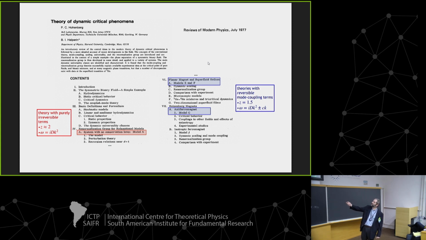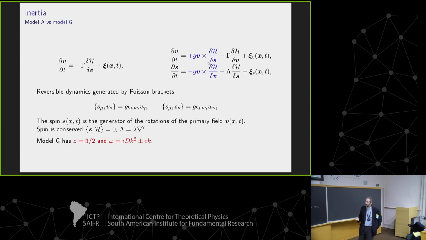Actually, not in the context of activity, but overdamped versus underdamped models was discussed quite widely in the 1970s. This is a very famous review by Halperin and Hohenberg, 1977, where they compare model A, which I always show you, with new models which have inertial behavior. And so the idea here is that we will start with model A, so we will add inertia to our activity. But how is inertia added in the model A case? Let's do it in two steps.